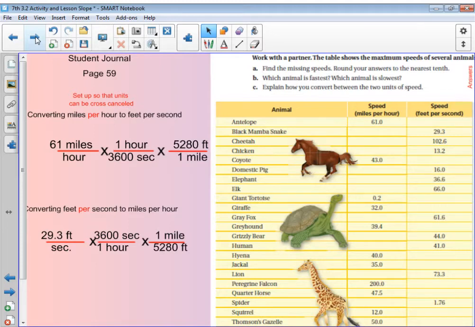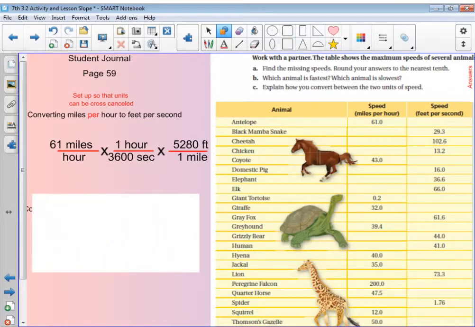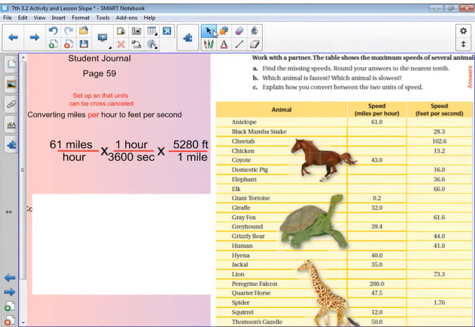So we're going to start with, I'm going to cover up this bottom conversion just so that it's not quite so confusing. Okay, we're going to start with using the conversion from miles per hour to feet per second. So if we're given the miles per hour, like we are here, the 61, we're going to use the conversion rates that I have here. So I'll explain these really quick.